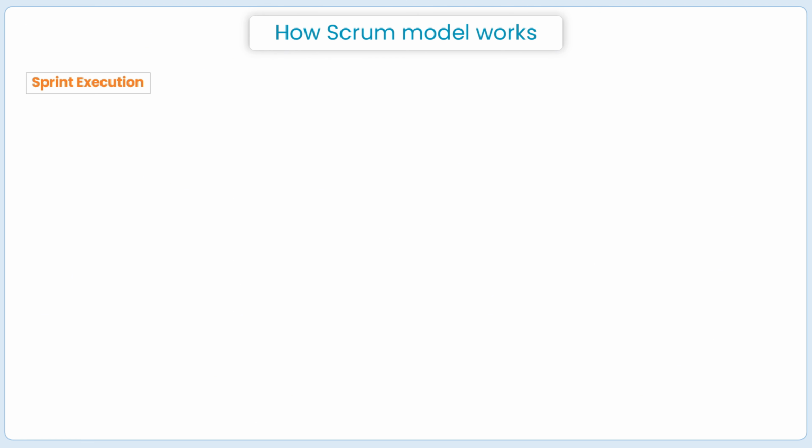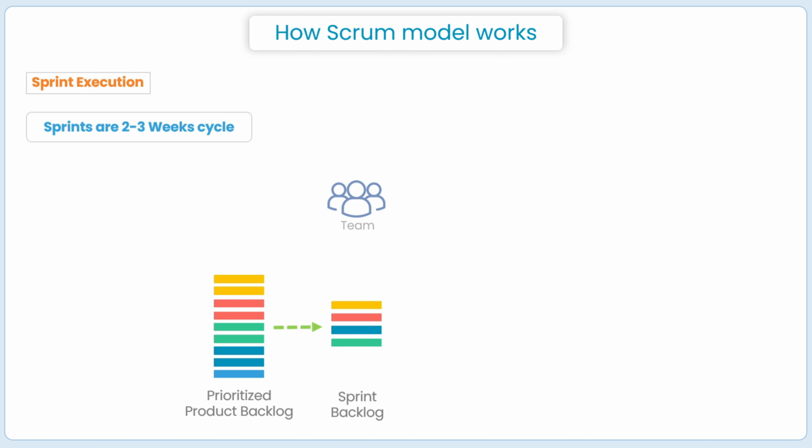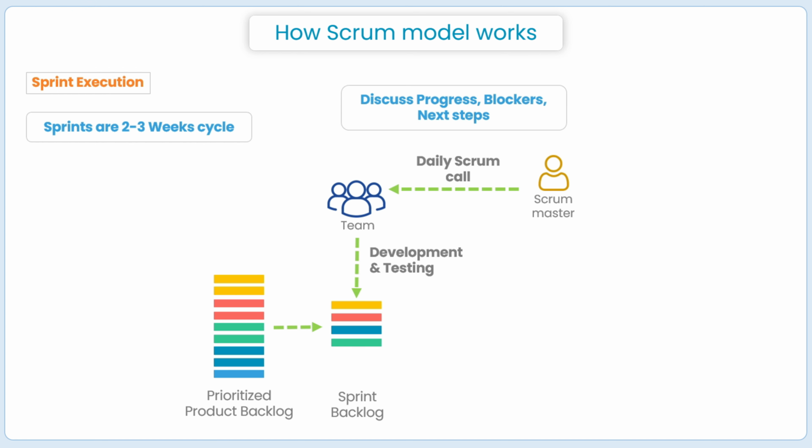Next step is sprint execution. Sprints are generally a 2 to 3 weeks development cycle. Teams work together during the sprint, building and testing the selected tasks. There is a daily Scrum meeting which happens. The team meets for 15 minutes to discuss the progress, blockers, and the next step.